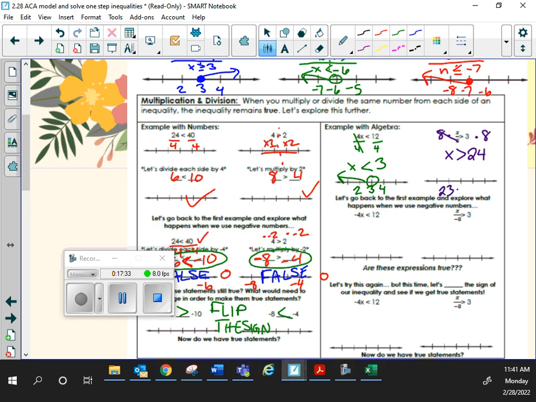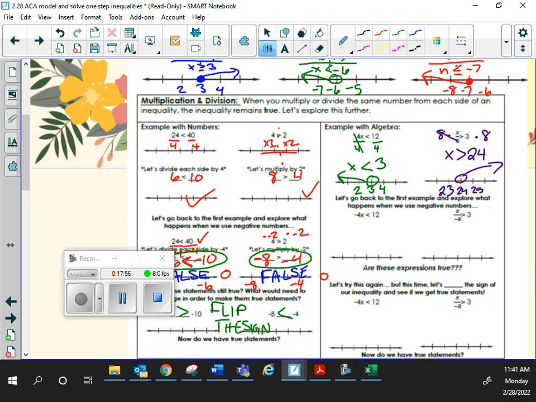So 23, 24, 25. Open or closed? Open. Great. Okay? Are we sort of following? Yes is better than no.